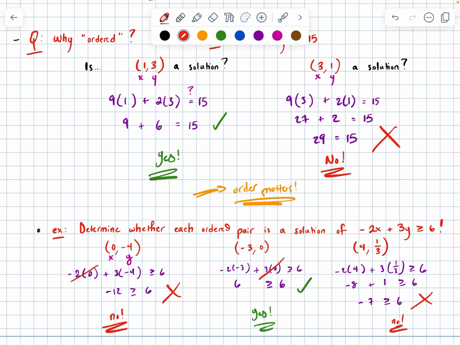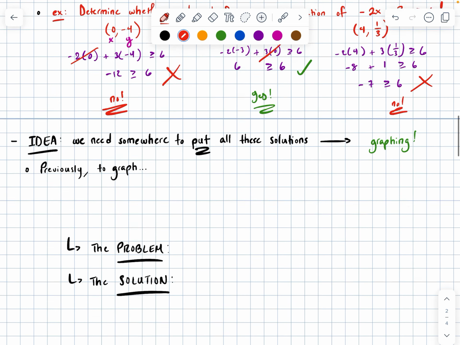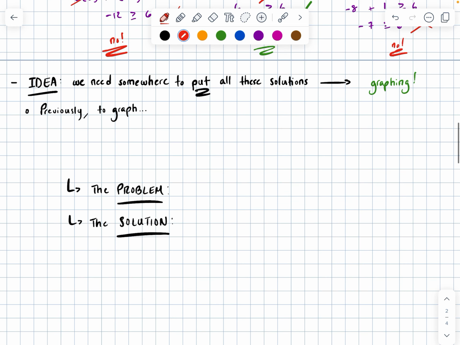So now that we've got all of these ordered pairs that can solve our equations or our inequalities in 2 variables, the idea is that we now need somewhere to put all of these solutions. Not only that, but having a visual representation of what our solutions are is actually going to turn out to be super powerful for us. It gives us a lot of insight into the anatomy of the equations that we're working with, which lets us literally see the relationships that that anatomy creates between the solutions, which leads us to this idea of graphing.